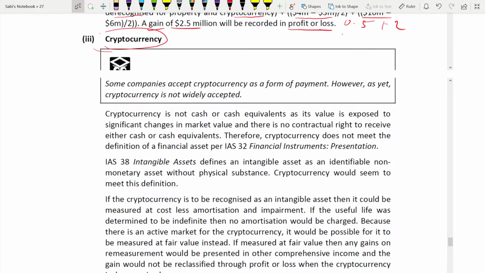Crypto. Some companies accept cryptocurrency as a form of payment. However, as yet, cryptocurrency is not widely accepted. It is not yet widely accepted by all the entities. Okay.